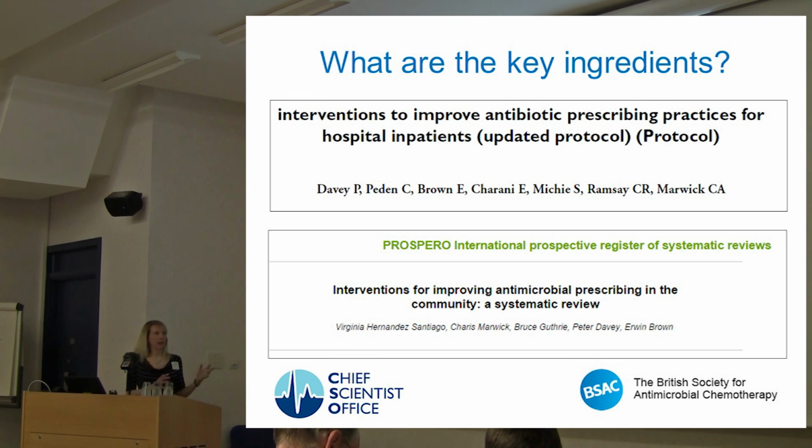But which of these things are the thing that works, and what are the key ingredients to changing practice? So we're carrying out two systematic reviews, looking at the literature on interventions to improve antibiotic prescribing, the top one for hospital inpatients and the bottom one in primary care. These are huge pieces of work. There's a huge amount of literature, but these papers are not very good at describing what the intervention actually was. So it's challenging.